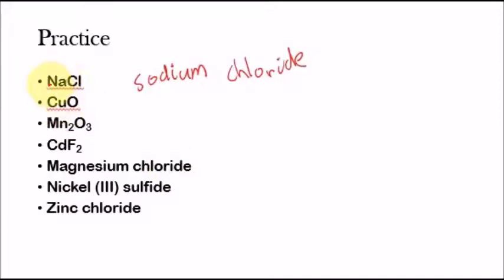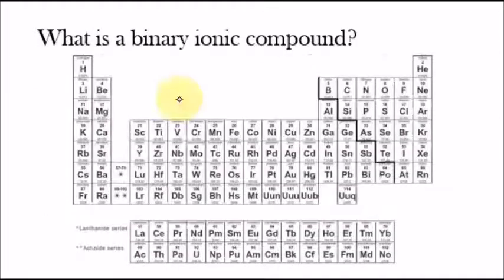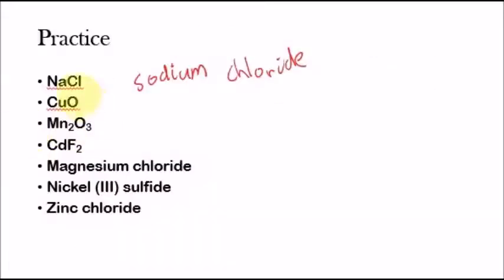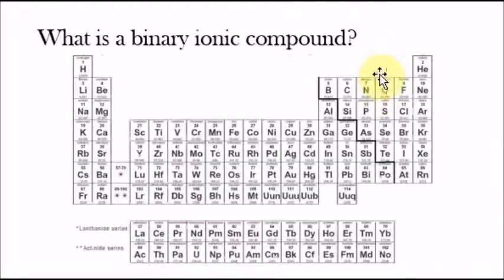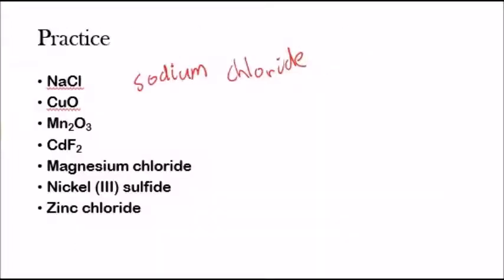Let's first again make sure this is a binary ionic compound before naming it. We have copper. Copper is a transition metal. It's right here, in this middle section of the periodic table, so it's a transition metal, which means we're going to have to use Roman numerals to identify the oxidation state. And we have oxygen here. Oxygen is a nonmetal. It's on the right side of the periodic table, so we have metal plus nonmetal. So this indeed is a binary ionic compound.